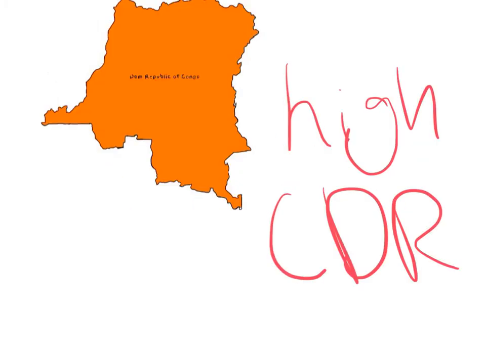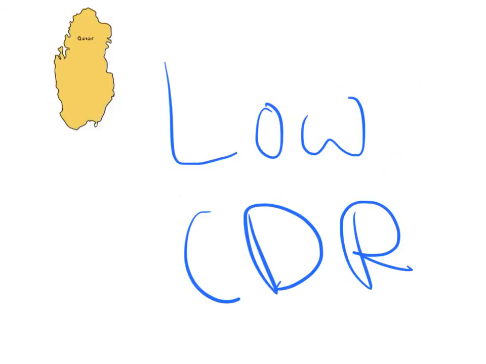Back on the topic of CDR, some of the highest ones can be startling, such as that of the war-plagued Democratic Republic of Congo, with a CDR of 17. This means that 17 people per 1,000 die every year. If you add up their population, albeit small, this is a lot.